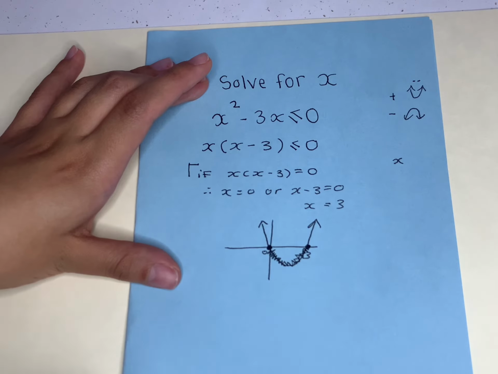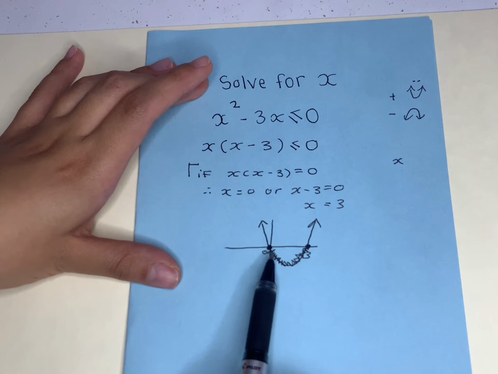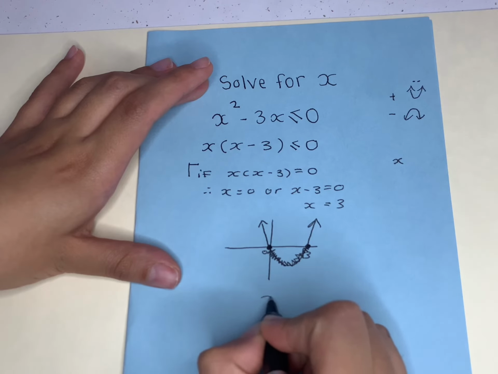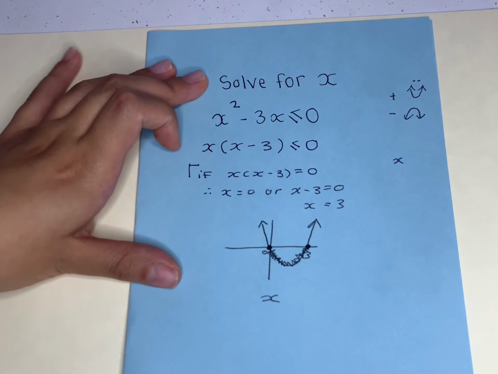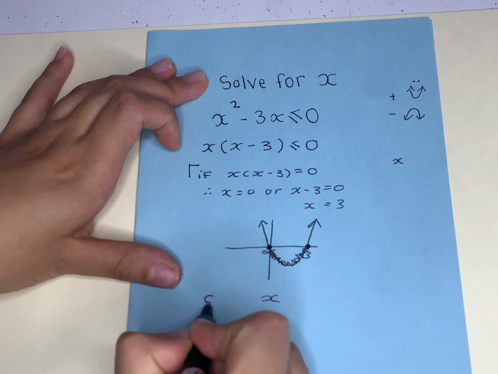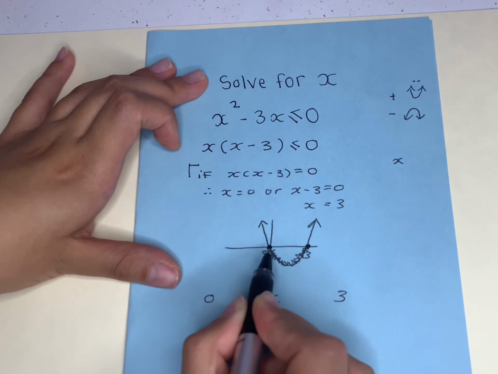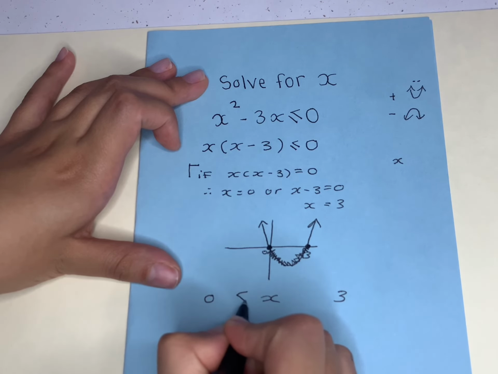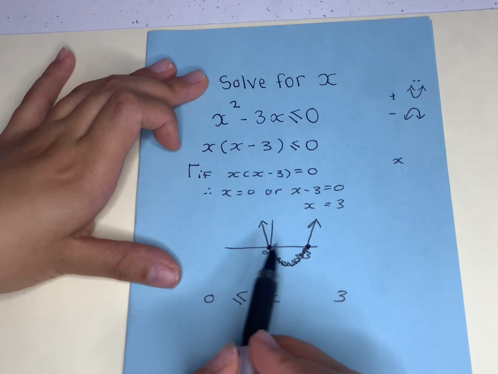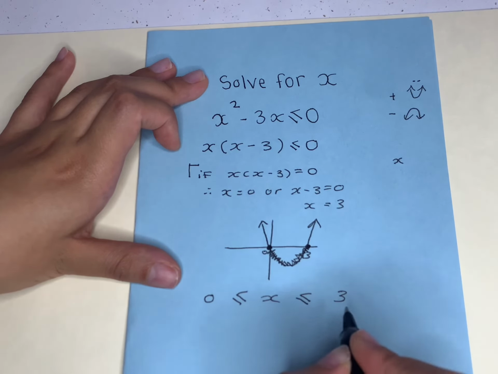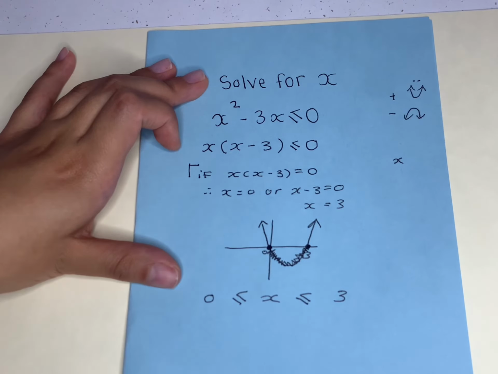Now it's all about expressing this as your answer. So the answer is everything that is between and including 0 and 3. So to answer this, it will be that x, which is what we are trying to solve, is between 0 and 3. Now we can clearly see it is greater than or equal to 0 because it is on the right of 0, and it would be less than or equal to 3 because it is to the left of 3.